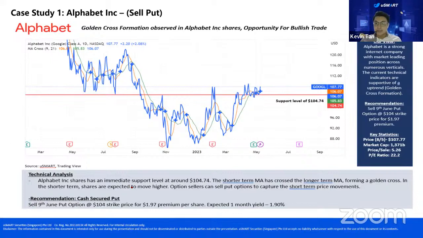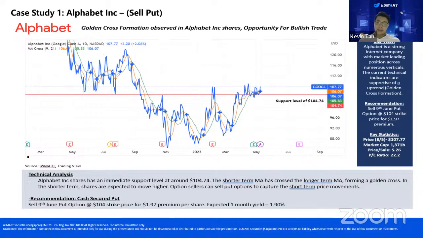What happened back then was that Alphabet shares showed us a great opportunity from a technical analysis point of view, because of a golden cross formation, where the shorter term moving average crosses above the longer term moving average. When this happens, it usually means that in the short term there is very strong bullish momentum for the company, where shares are expected to move higher.